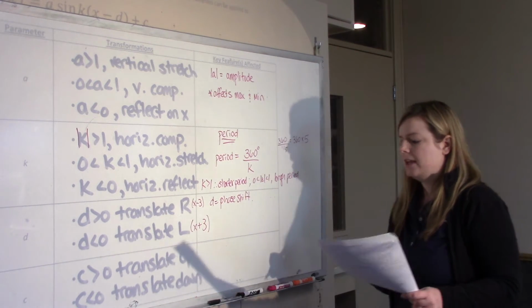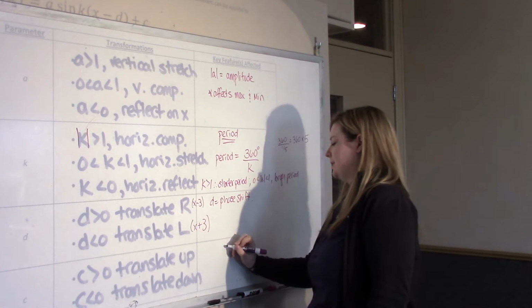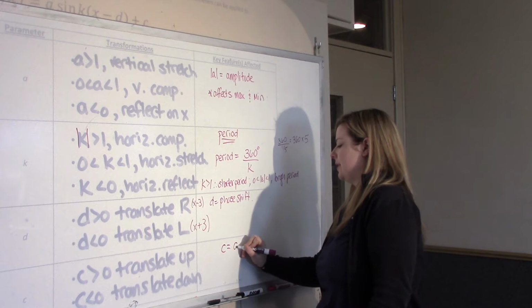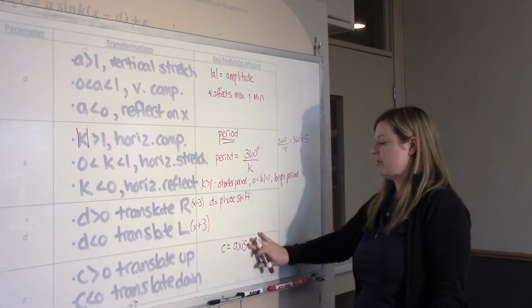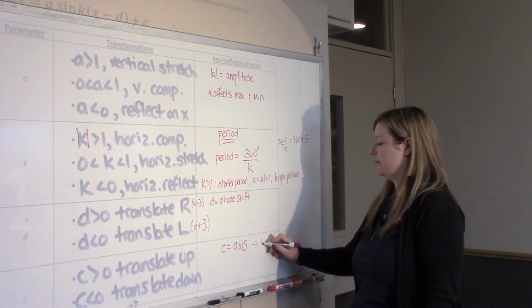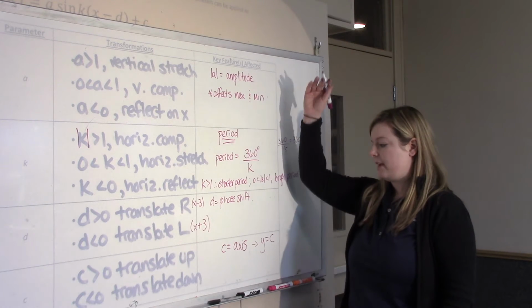And the vertical translation up or down, the biggest thing is that C, whatever that C value is, is equal to the axis. Okay, so, or you can think about it, the equation of the axis, y equals C, is the equation of the axis. So that just moves everything up or down.